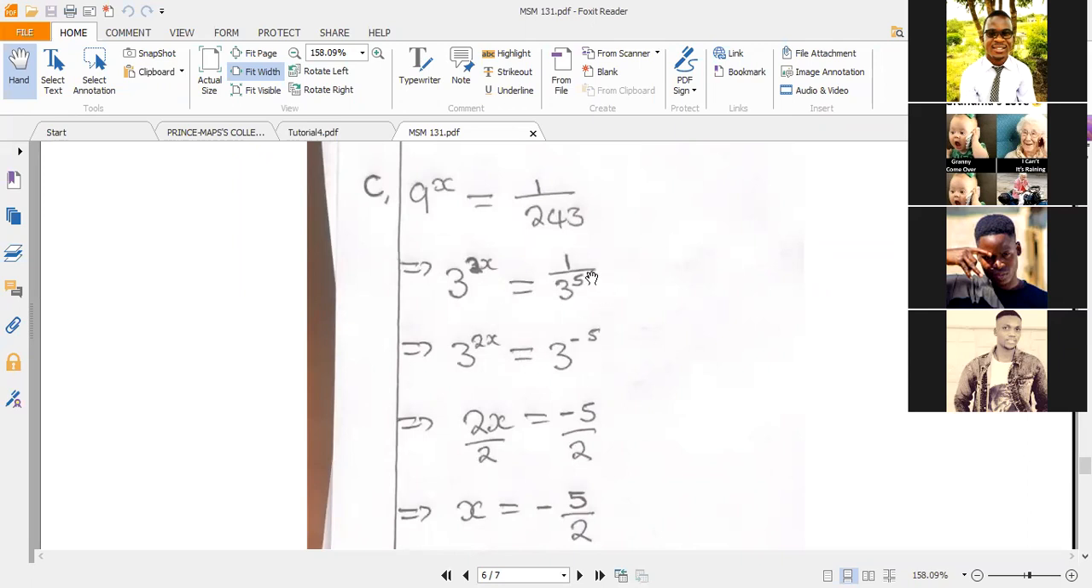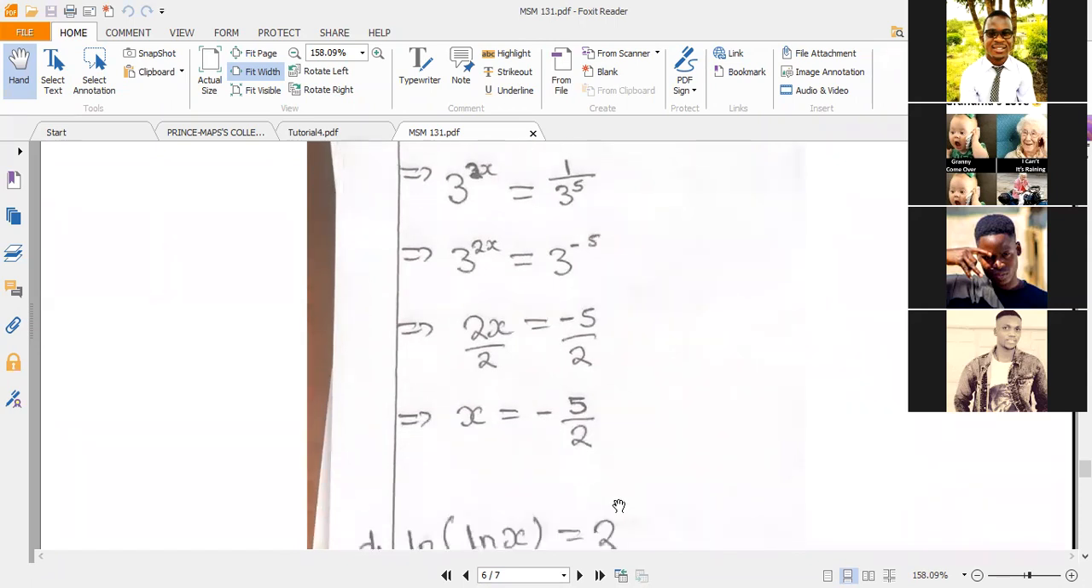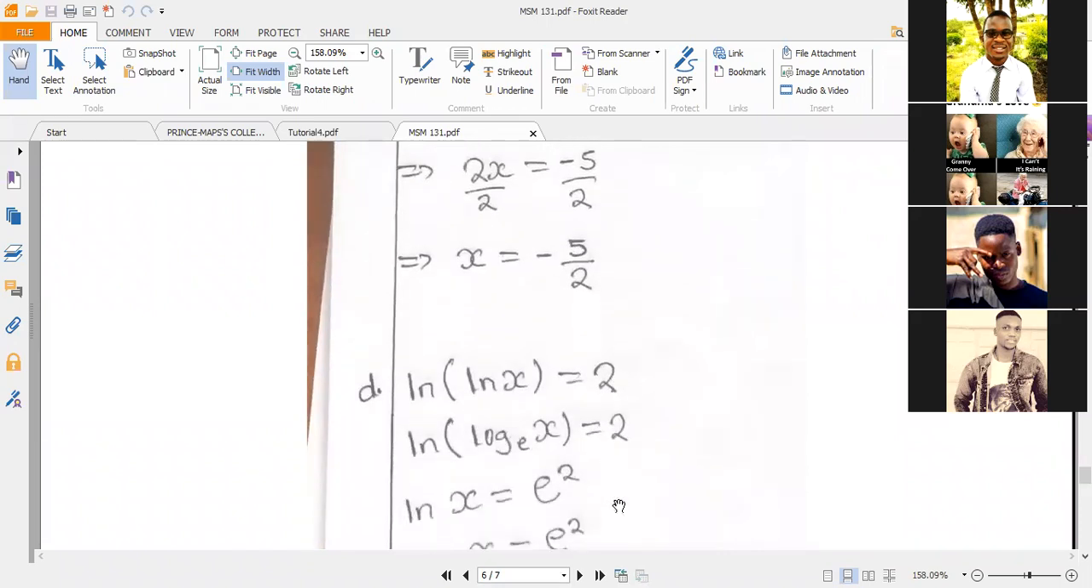Then 1 over 3 to the power 5 is the same as 3 to the power negative 5. This can be simplified further, since we have the same bases, we cancel the bases and just say 2x is equal to negative 5. We divide by 2, and we get x is equal to negative 5 over 2. As simple as that. All right, we move to D.